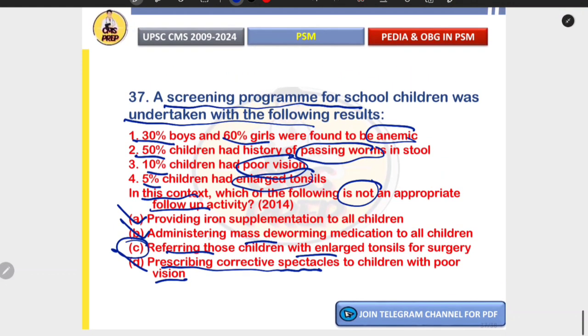Why is option C incorrect? Because surgery is not the first-line treatment option for tonsil enlargement. Many cases resolve spontaneously or just need monitoring. So tonsils are managed conservatively and surgery is the last resort. Therefore the correct option is C.